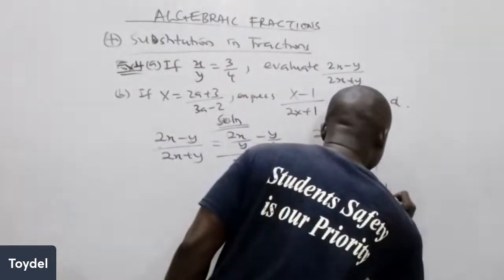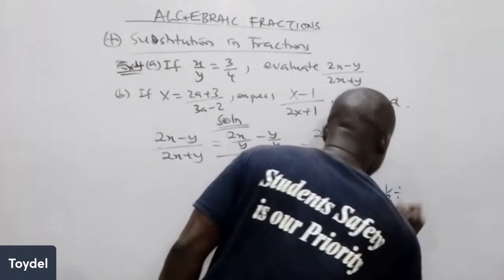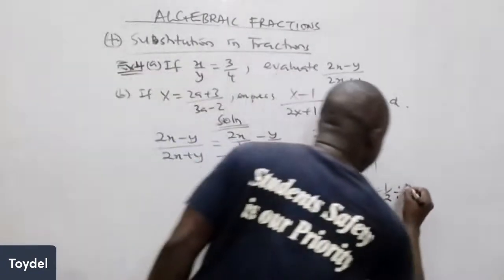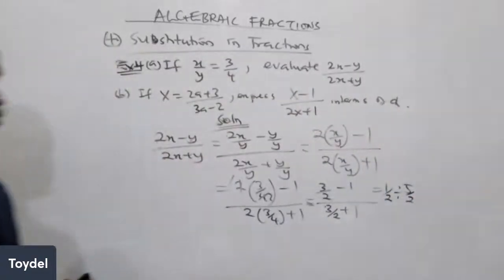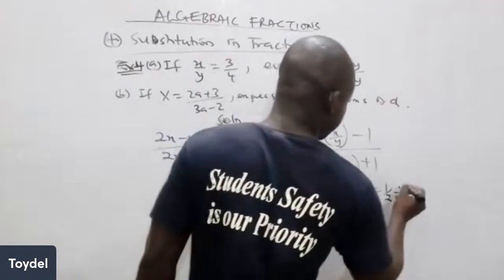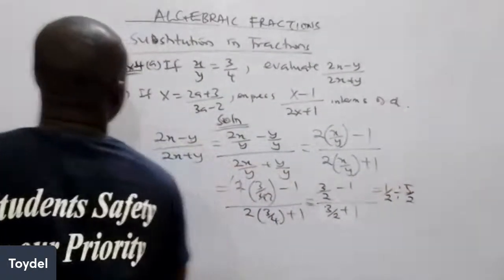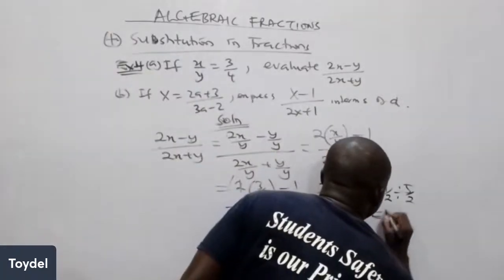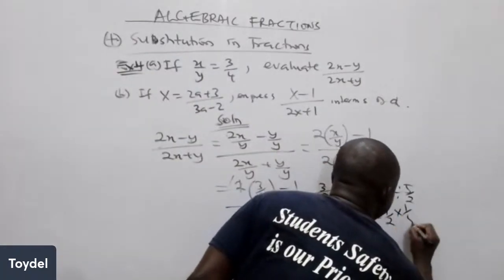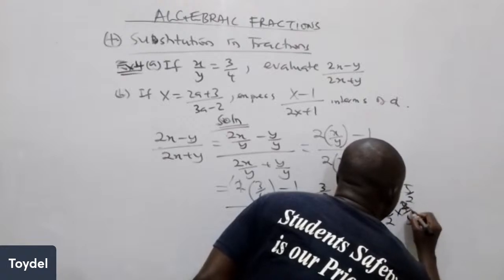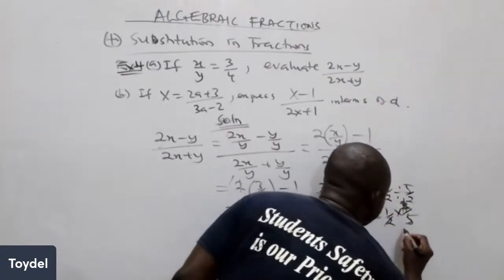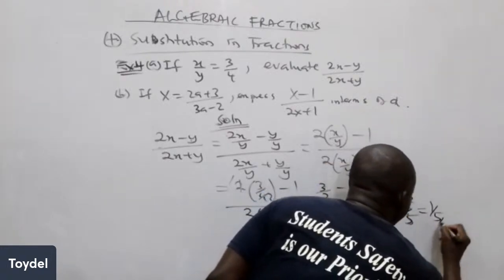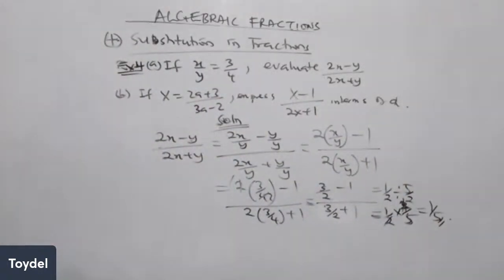That's going to give me half divided by 5 all over 2. That's what I'm going to get. Then finally from there, I'm going to get half multiplied by 1 all over 5, multiplied by 2 all over 5. 2 will cancel 2. The final answer will now be 1 all over 5. So the answer will be 1 all over 5.